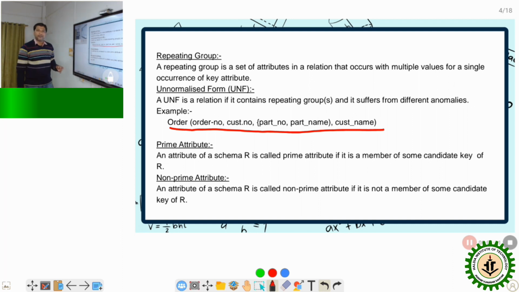Next, prime attribute. Prime attributes are the attributes in a relation which depend on the candidate key of that relation R. Non-prime attributes are the set of attributes of the relation R which are not dependent on the candidate key of the relation R.